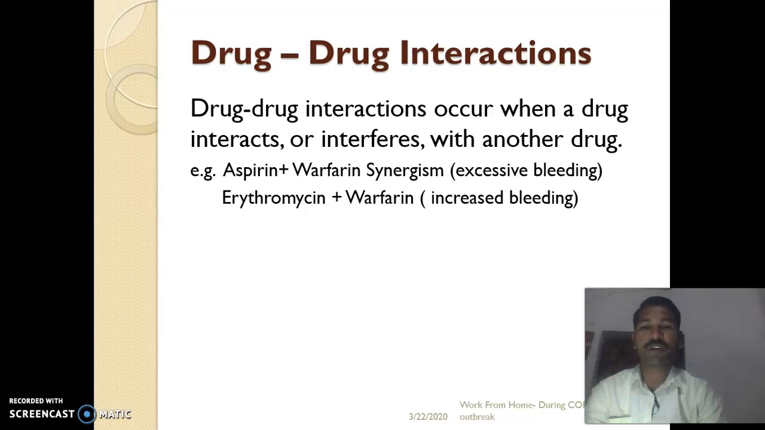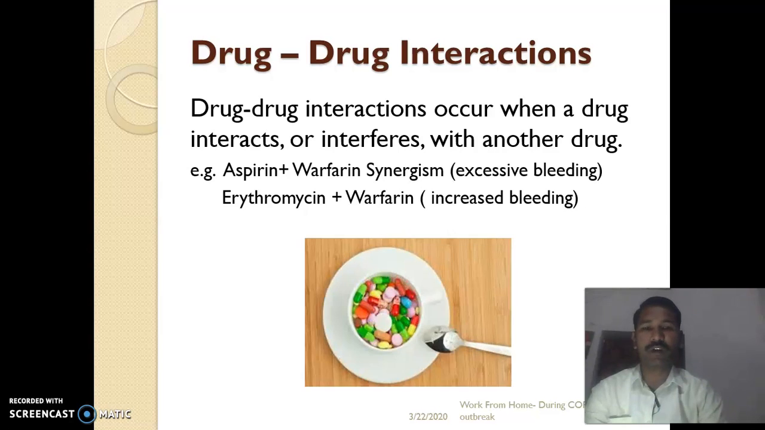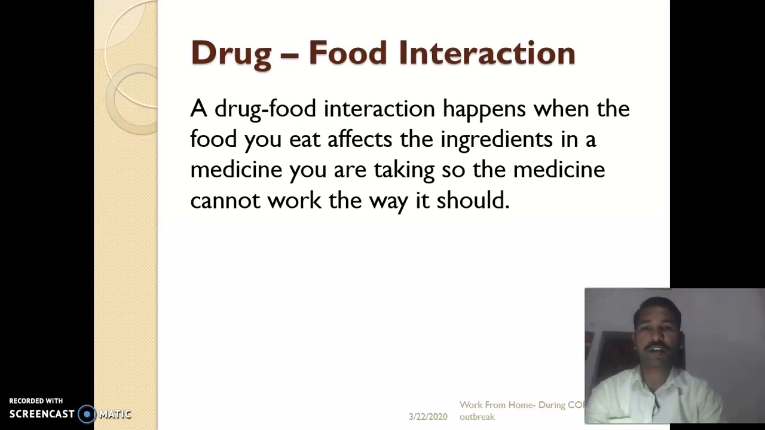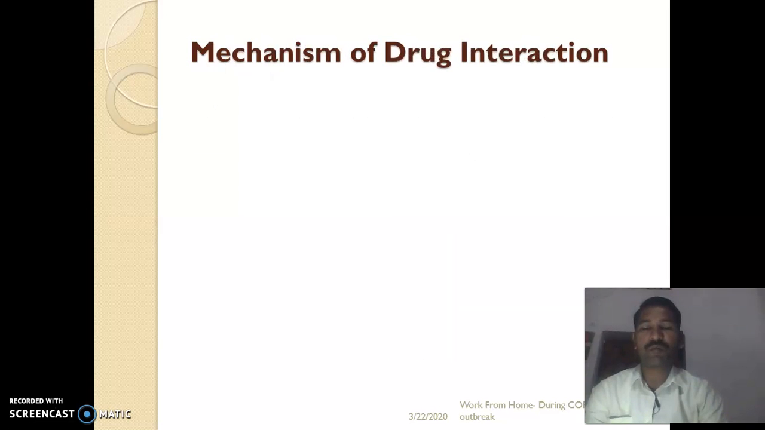For example, aspirin plus warfarin gives a synergistic effect, that is, it produces excessive bleeding. Another example is erythromycin plus warfarin, which increases bleeding. This is a drug-drug interaction. Then drug-food interaction. A drug-food interaction happens when the food you eat affects the ingredients in a medicine you are taking, so that the medicine cannot work the way it should. This is drug-food interaction.